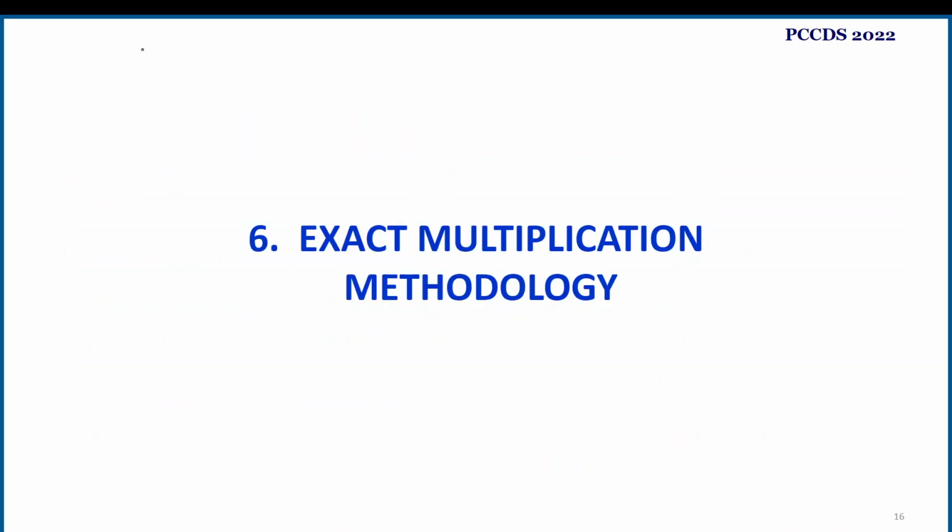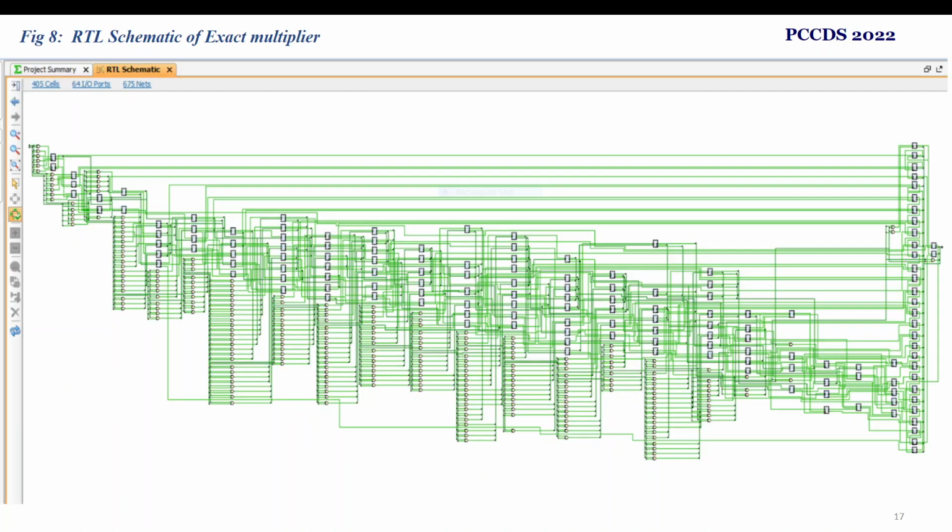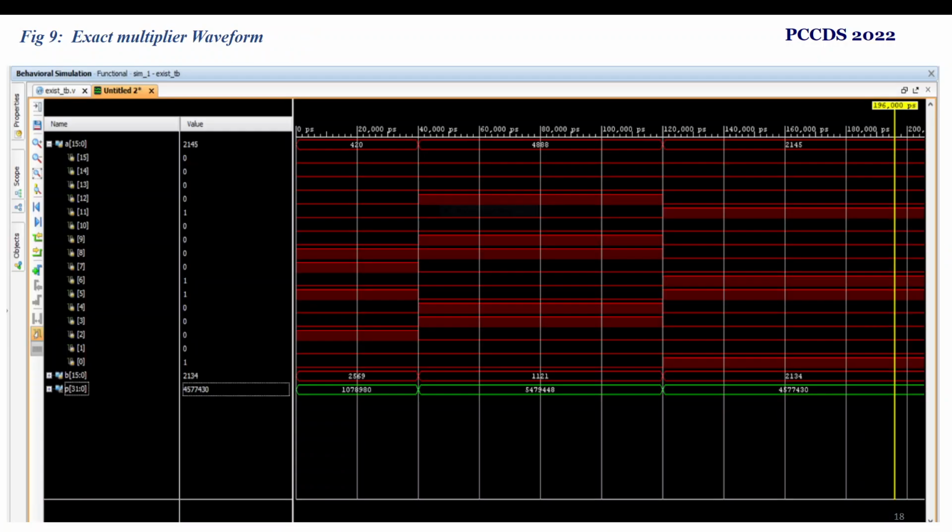Now coming to the exact multiplication design. So this is the RTL schematic for the exact multiplier. Here we can see 405 cells and 675 nets are required, which is very complex. And this is the waveform generated. So here we can see if we multiply 420 with 5267, we'll get exactly this result. Similarly for others. So now coming to the proposed multiplier.